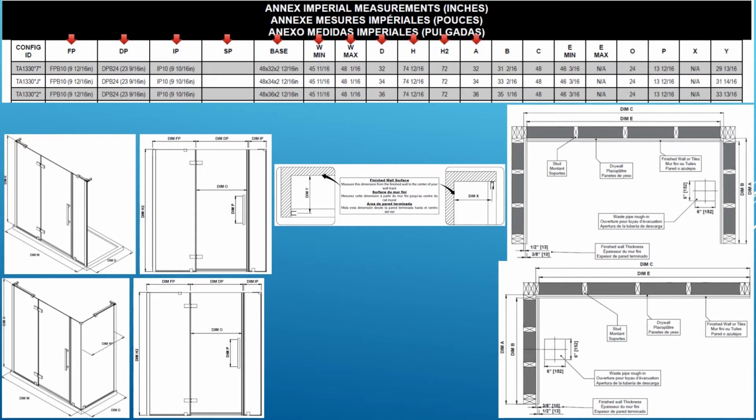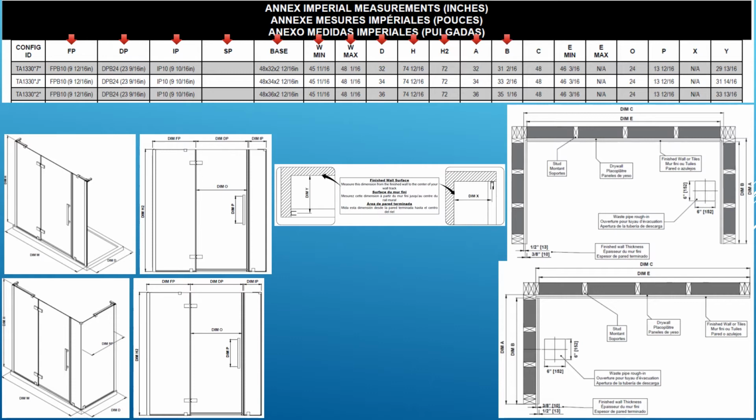A is the shower overall depth. For a shower without a base, the depth of the shower measurement is from the front edge of the shower to the back wall studs. If the shower comes with a base, the depth of the measurement is from the front edge of the base to the back wall studs.